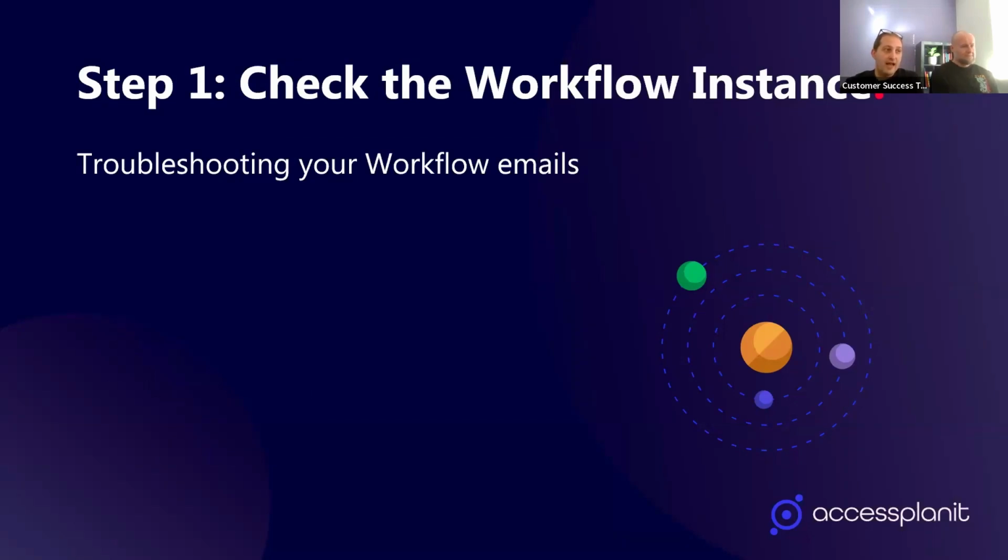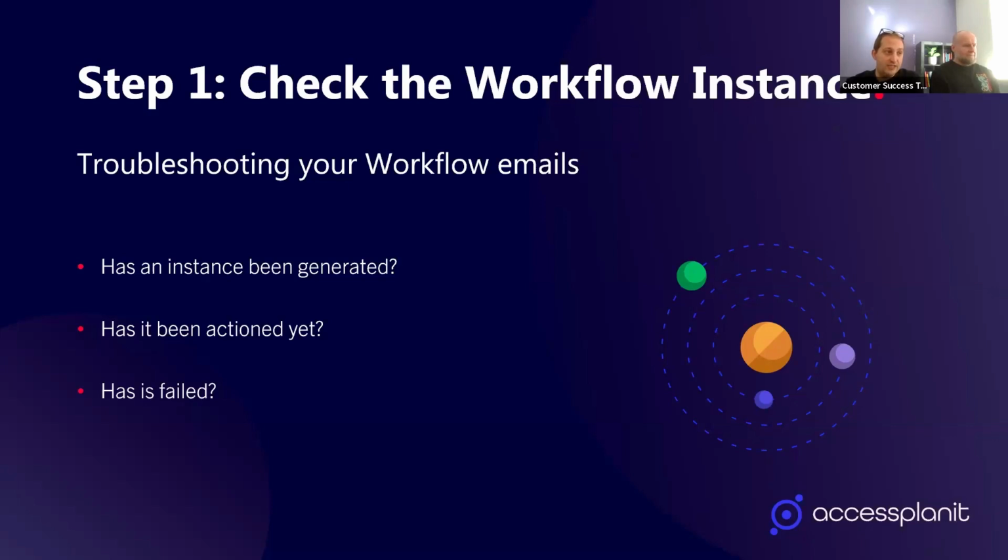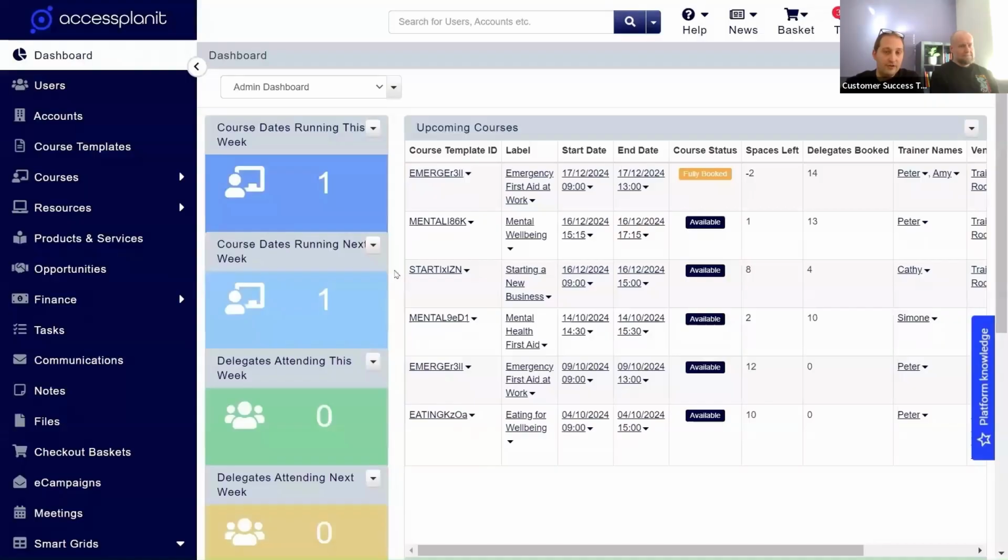First, as I mentioned, we'll look at checking the workflow instance. If you're not familiar with this term, a workflow instance is generated when an item in the platform meets the creation rules for a workflow. It then will sit there until it's time to be triggered. So what we're looking for is, has an instance been generated? If it has been generated, has it been actioned yet, or is it still waiting to be actioned? And then finally, if it has been actioned, has it failed or has it been successful? We'll have a look at how this works.